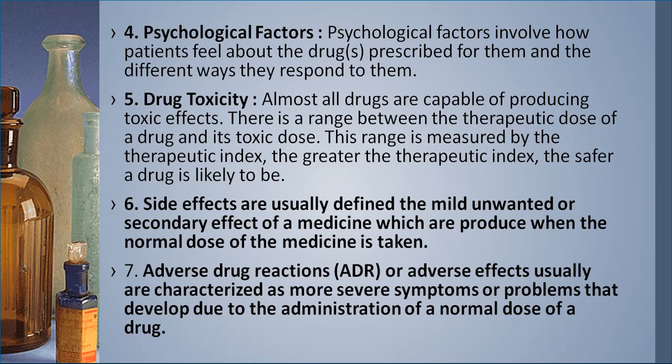So the greater the therapeutic index, the safer a drug is likely to be. For example, if you have two drugs, drug A and drug B, and drug A has a therapeutic index of, let's say, 1, and drug B has a therapeutic index of 4.